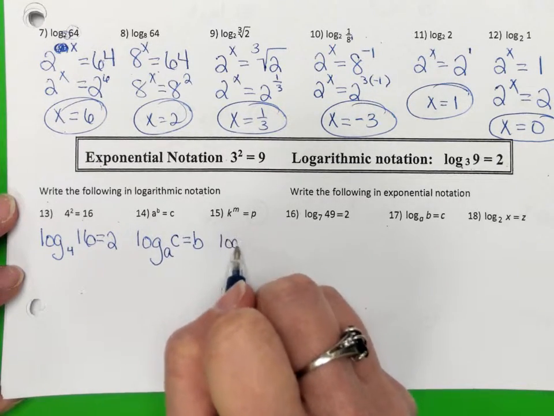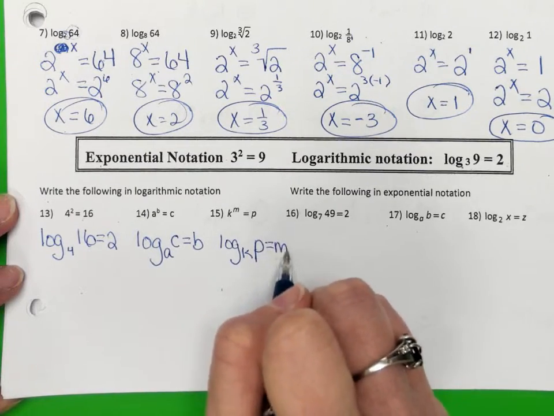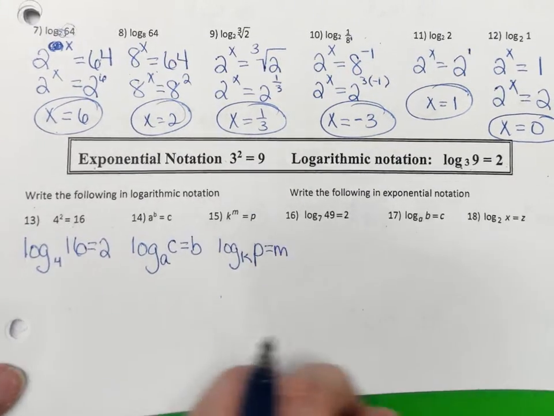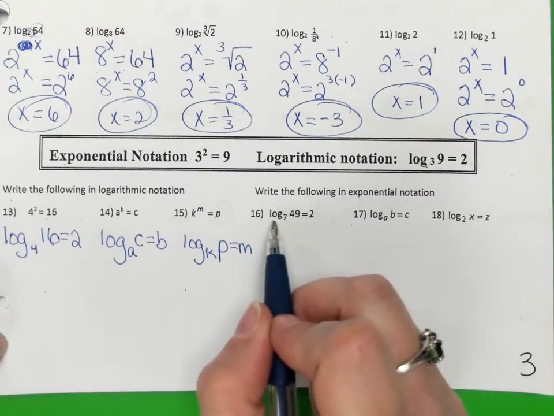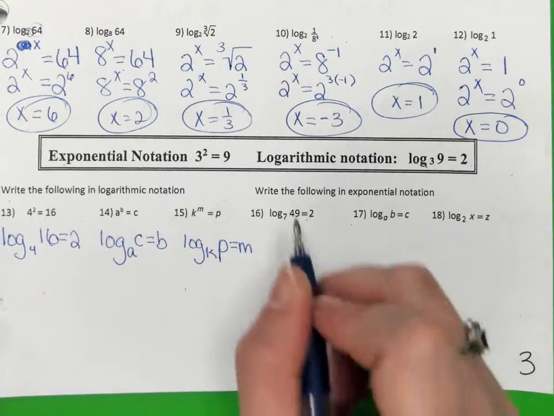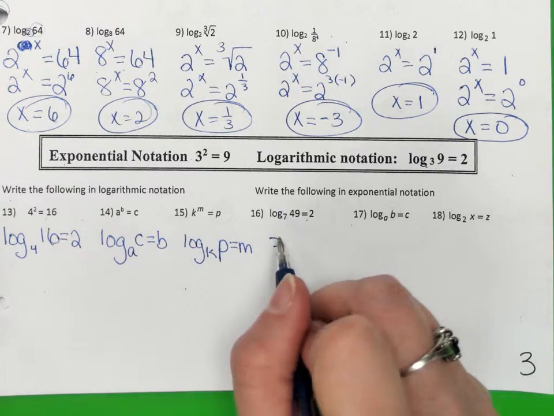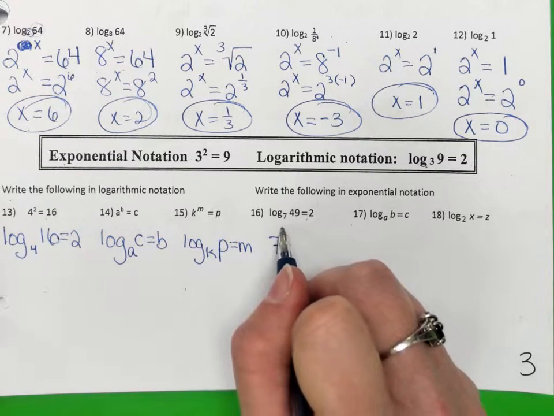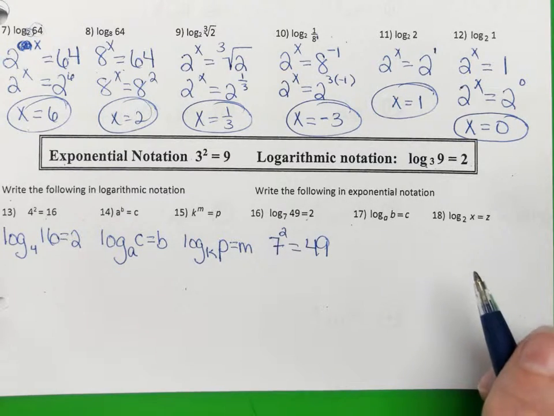All right, you tell me 15. You ready? Very good. Very good. All right, now we're going to do the same thing. We're going to go backwards. Now they give us the logarithmic notation, and they want us to write exponential notation. So what's my base? And it's still going to be my base. What's my power? Squared equals?